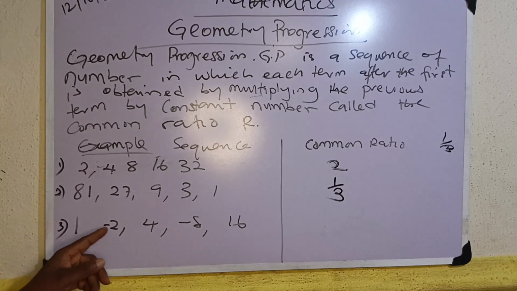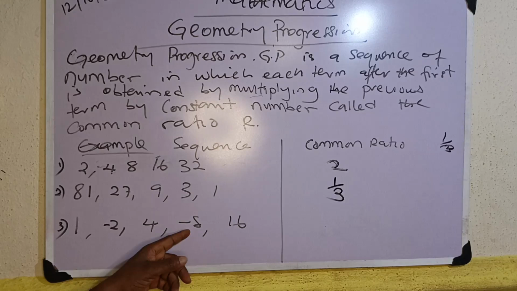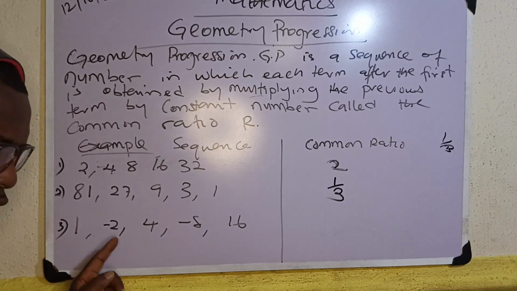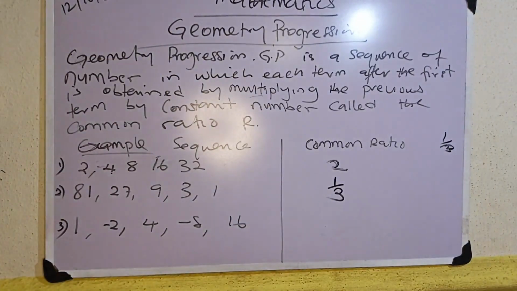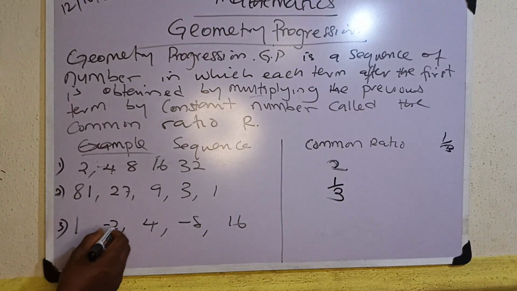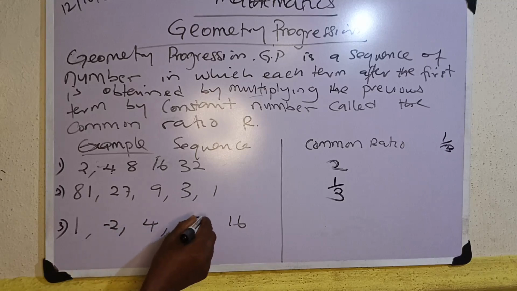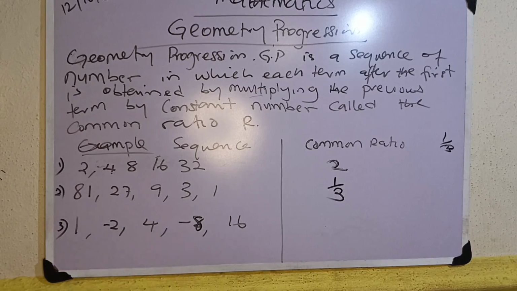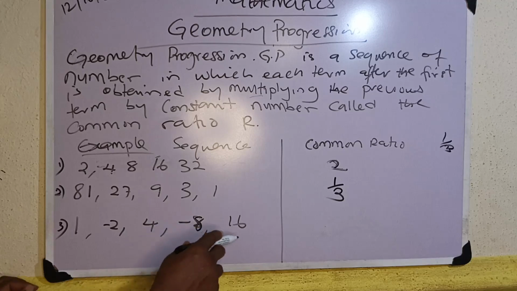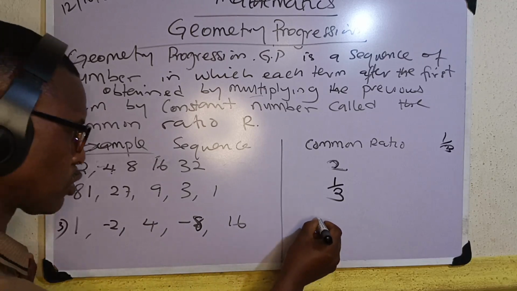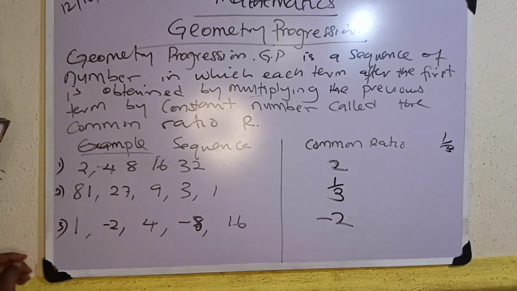Series 3: 1, minus 2, 4, minus 8, and 16. Who can tell me the constant ratio that you can multiply by 1 to give us minus 2? Minus 2. Good. Minus 2 times 1 is minus 2. Minus 2 times minus 2 is what? 4. 4 times minus 2 is minus 8. Minus 8 times minus 2 is 16. Is that okay? Yeah. So the ratio is minus 2.